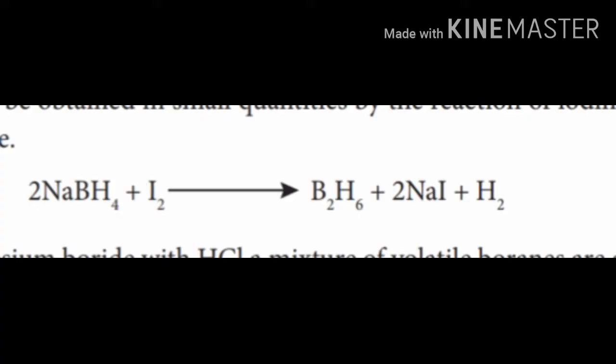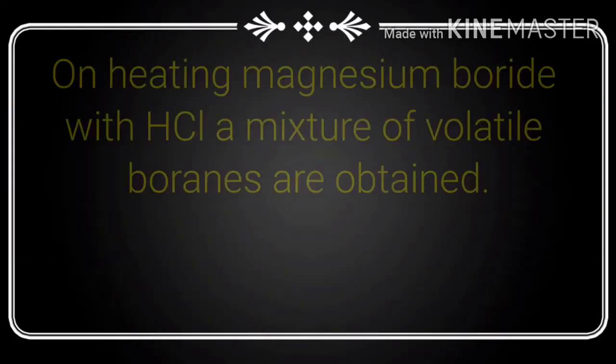Now see the equation. This is sodium borohydride. It is reacting with iodine. Then we are getting diborane. The formula of diborane is B2H6.